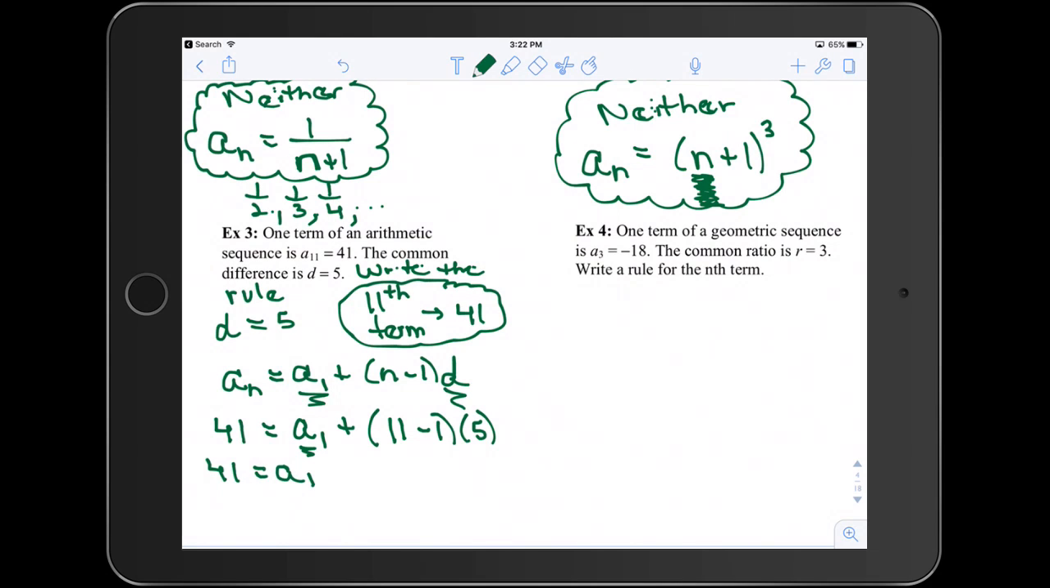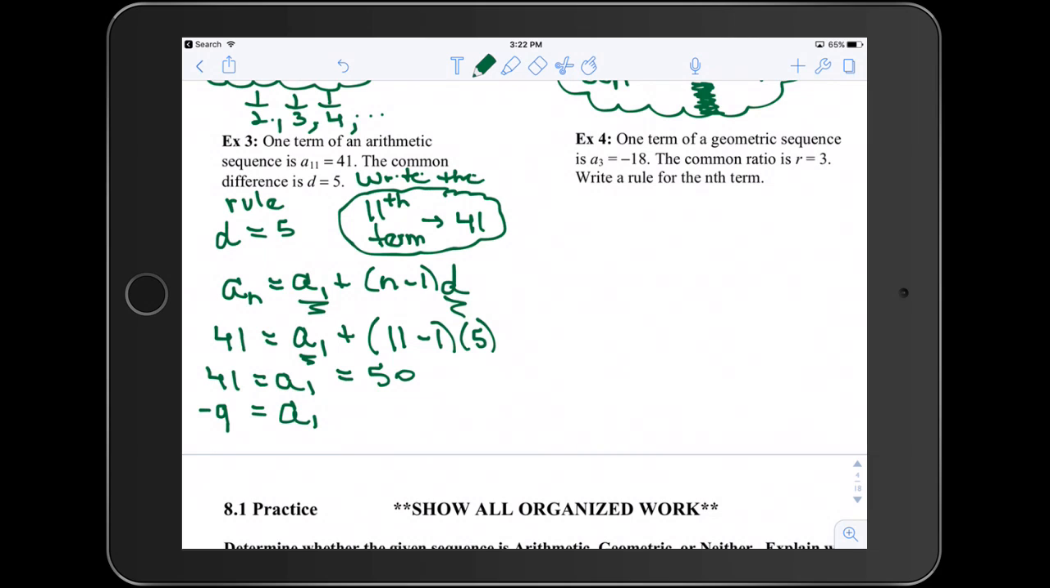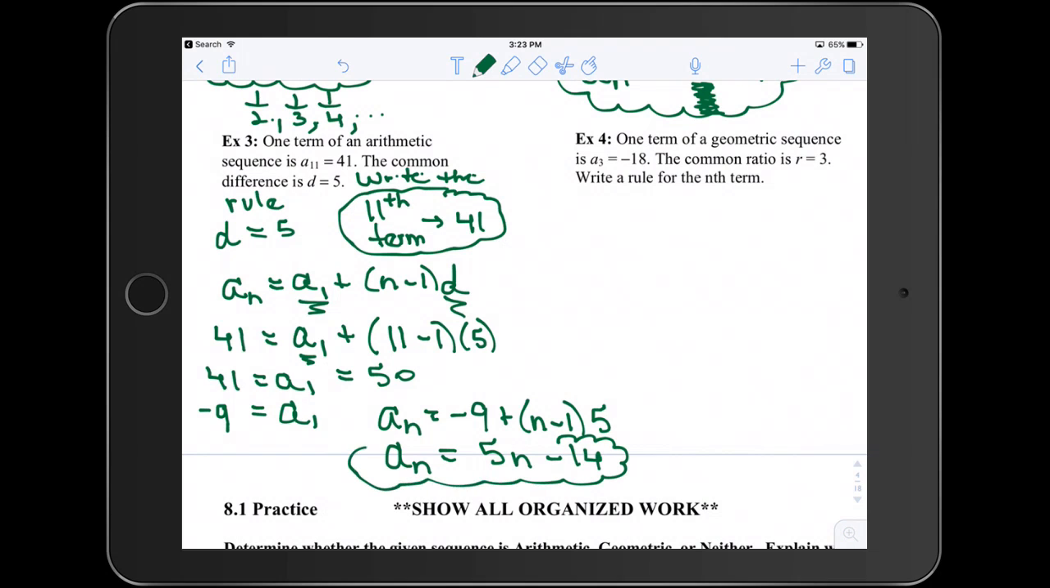So you have 41 equals a sub 1 plus 10 times 5, and 10 times 5 is 50. So very quickly we can say that my a sub 1, rather than having to trial and error it, I know is -9. And once you have that, it's just a matter of throwing it in for the answer, which is the actual rule. So a sub n equals -9 plus n minus 1 times 5. And then you simplify it, and you will end up with 5n minus 14. So that, my fine young ladies and gents, is your final answer.